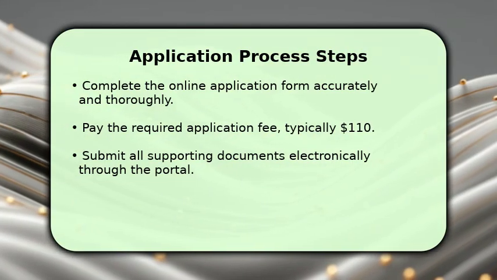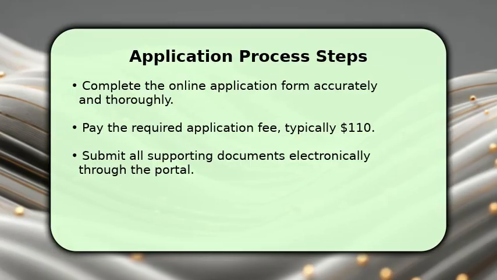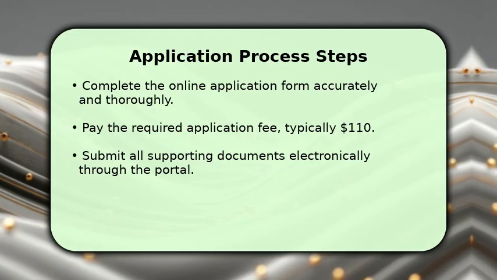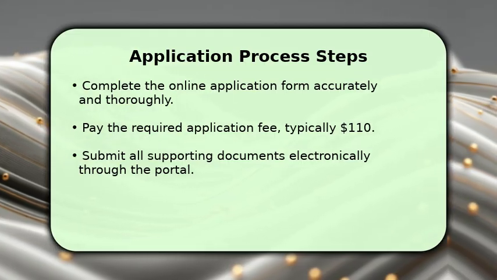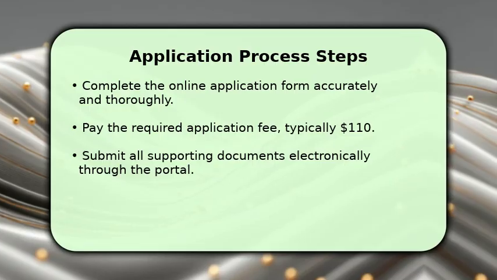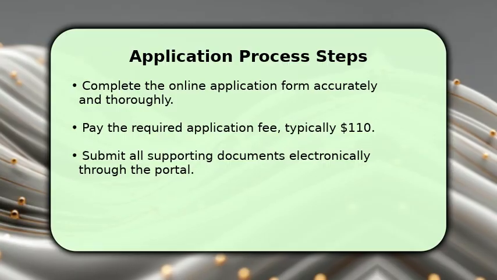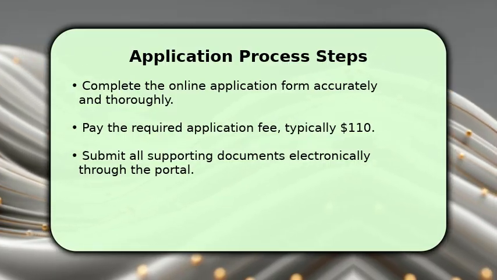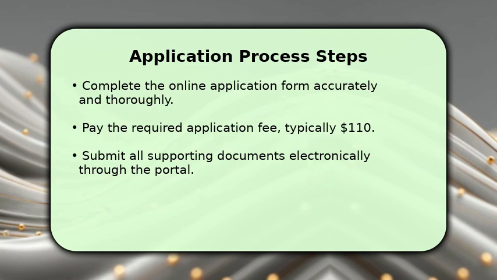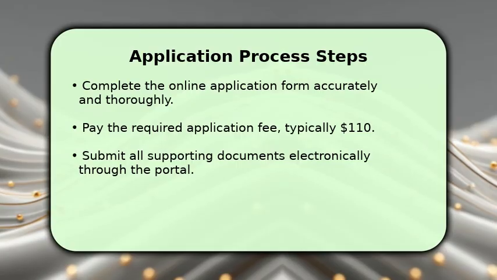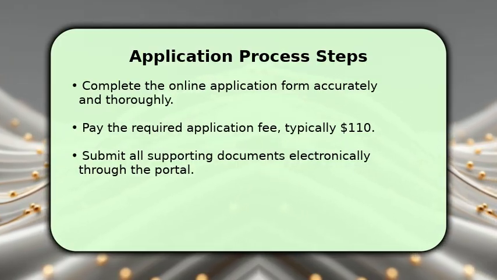Once your documents are ready, complete the online application form on the USPTO website with precision. Be sure to pay the required application fee, which is typically $110, using an accepted payment method. Finally, upload all your supporting documents electronically through the secure portal. This ensures your application is fully submitted and ready for review.